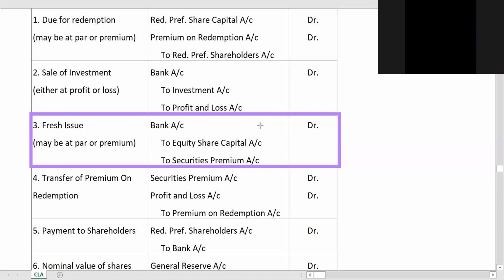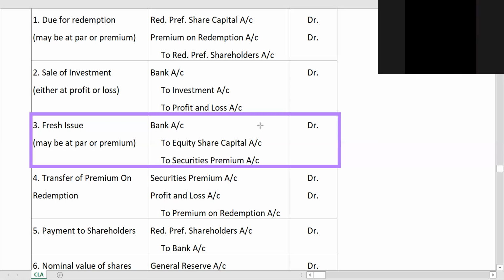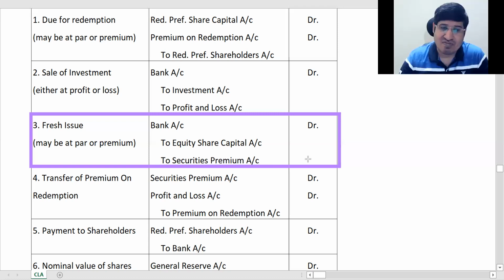Sir, this fresh issue is relating to the same entry that when we are unable to pay at the time of redemption, we do the fresh. No. This is not that. Okay, so that one will come at the end. So this is no, because in that one it cannot be that one. Why?